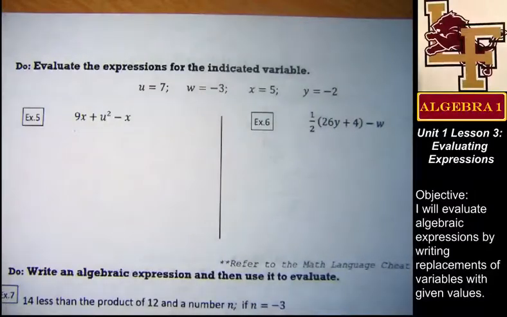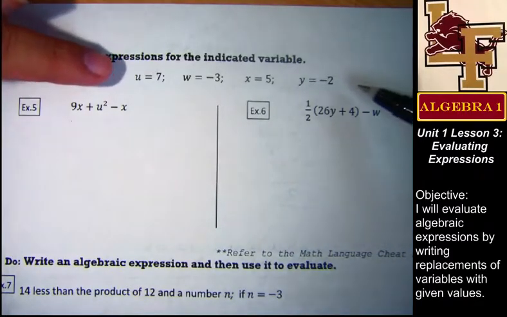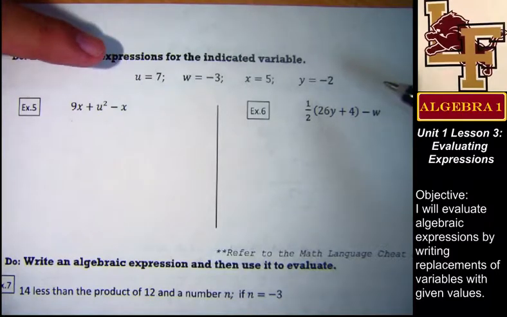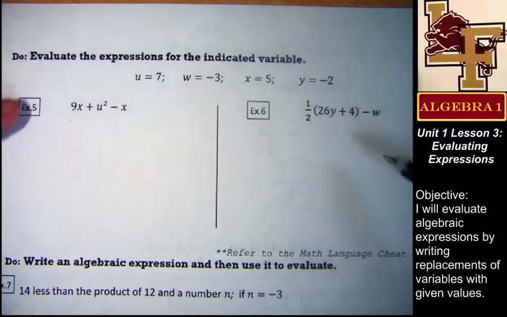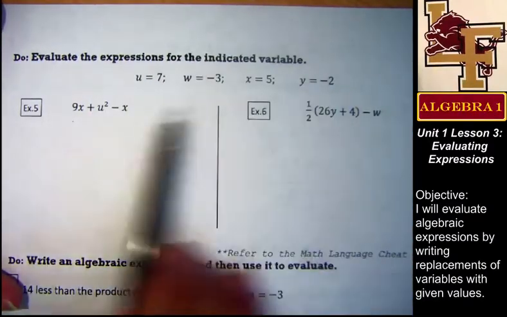Welcome back. Continuing evaluating expressions, we now have a different way of looking at this. Here I've been given a group of variables, each with their own value. And this group is going to affect all the other questions that come after it. Okay? So these values are for both of these problems.